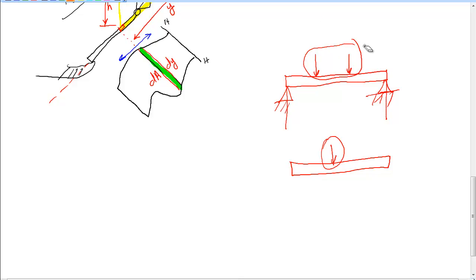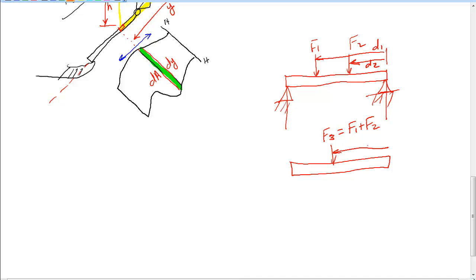Well, first of all, here's what you have to do. Okay, you got F1 and you have F2. Now, obviously, the first thing is this F3 has to be equal to F1 plus F2. Now, here's your biggest problem. Here, this needs to be D1 and this needs to be D2. It's the distance from this particular location. I need to know what D3 is.